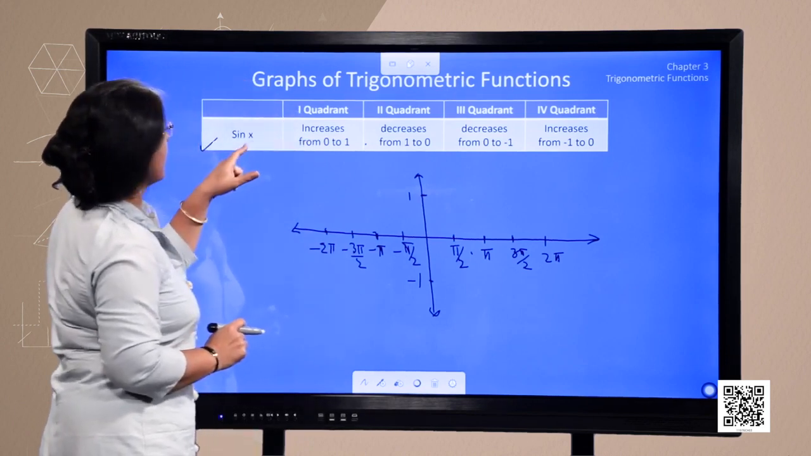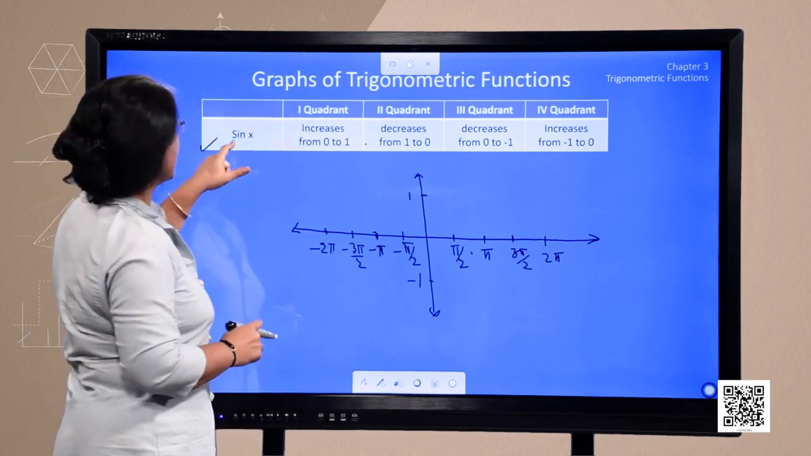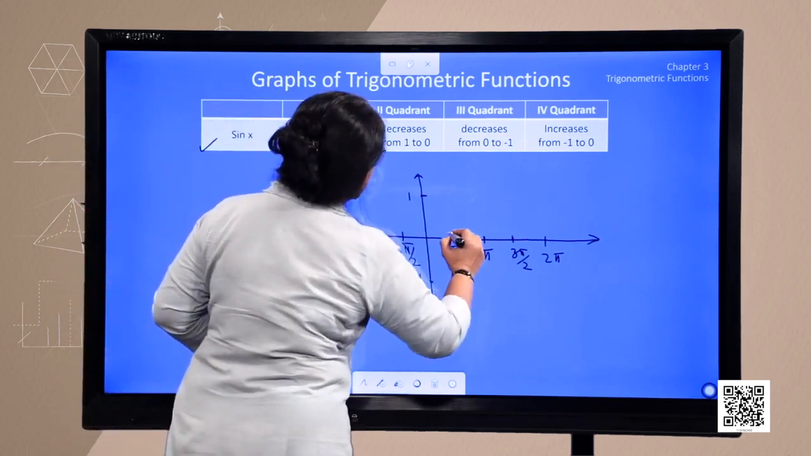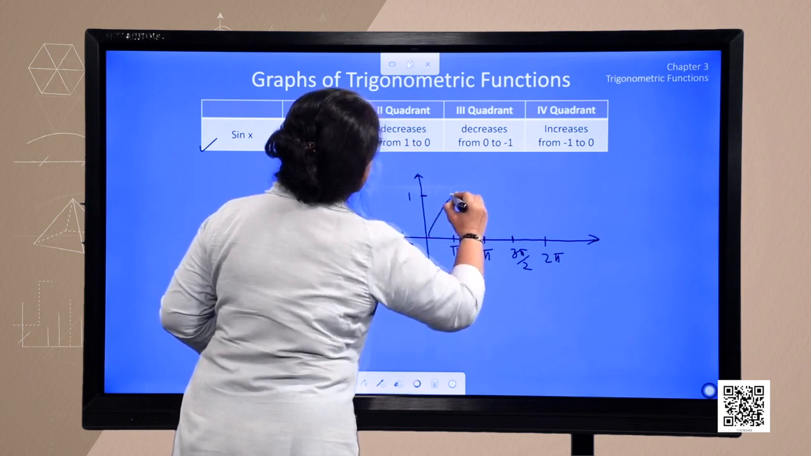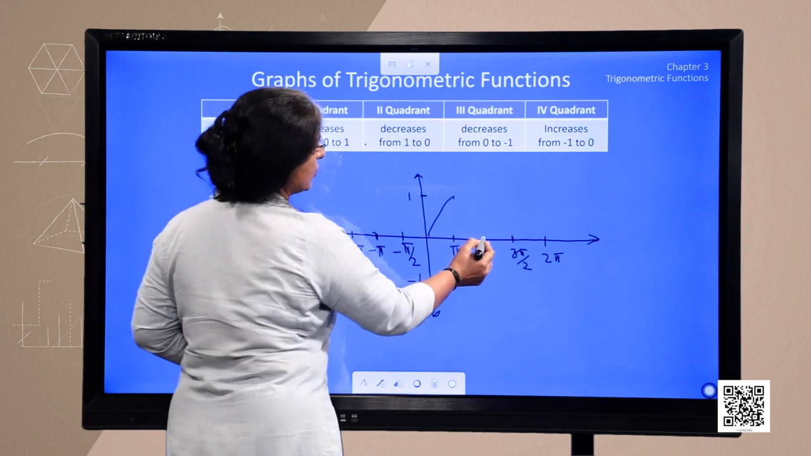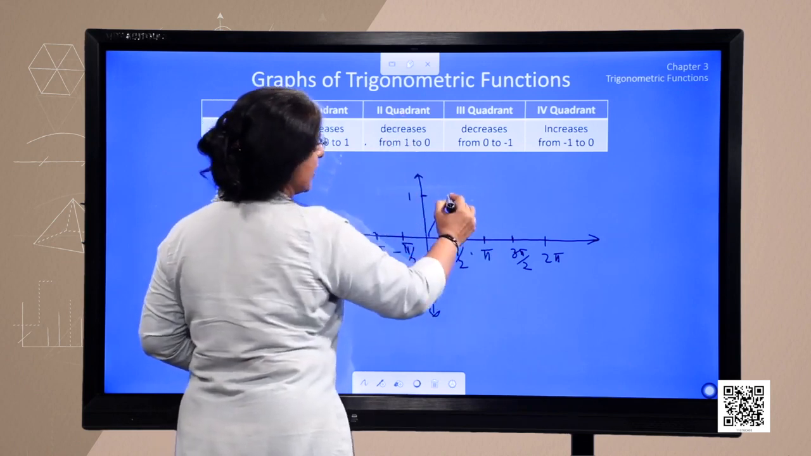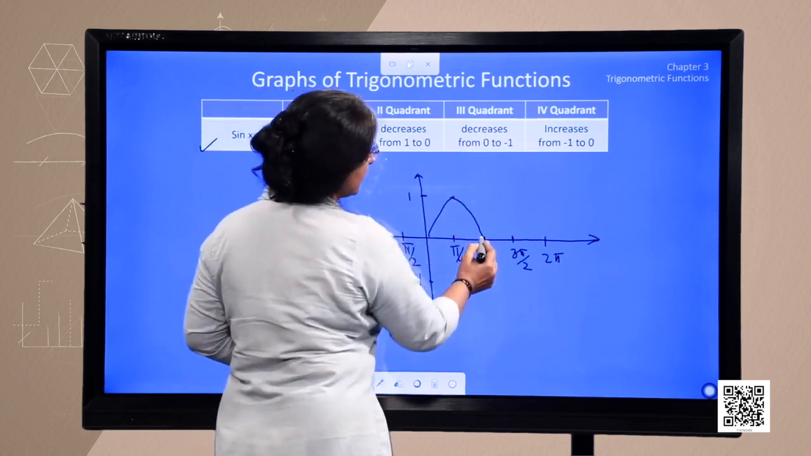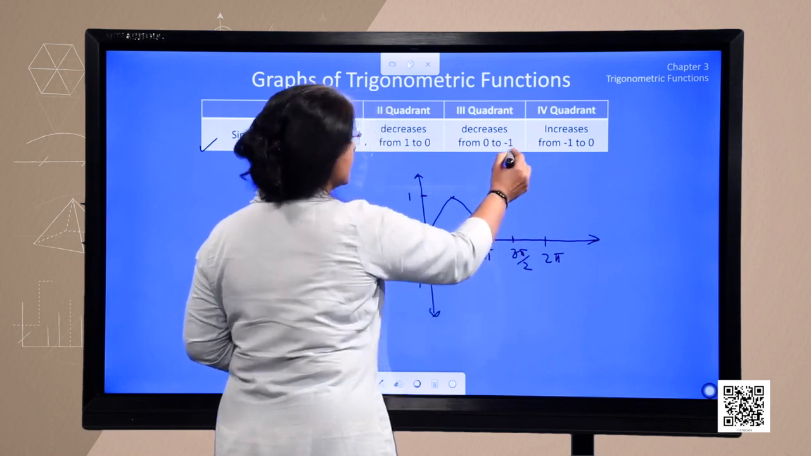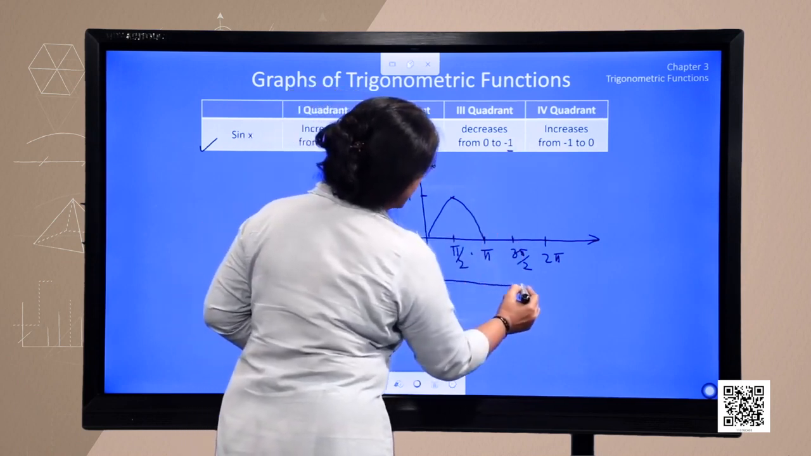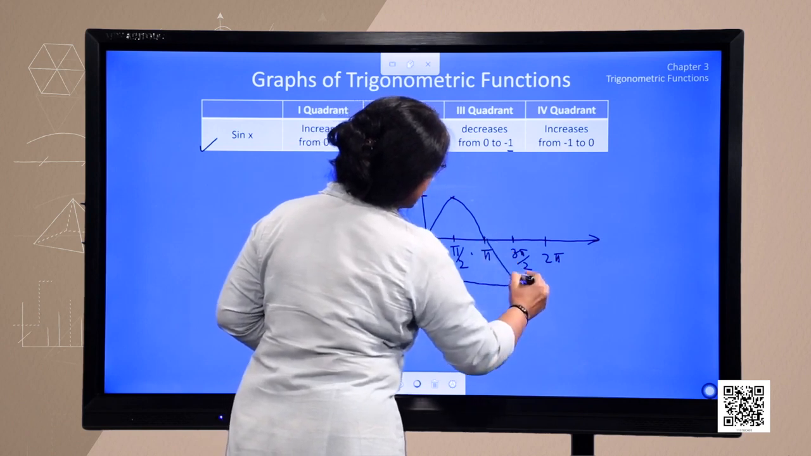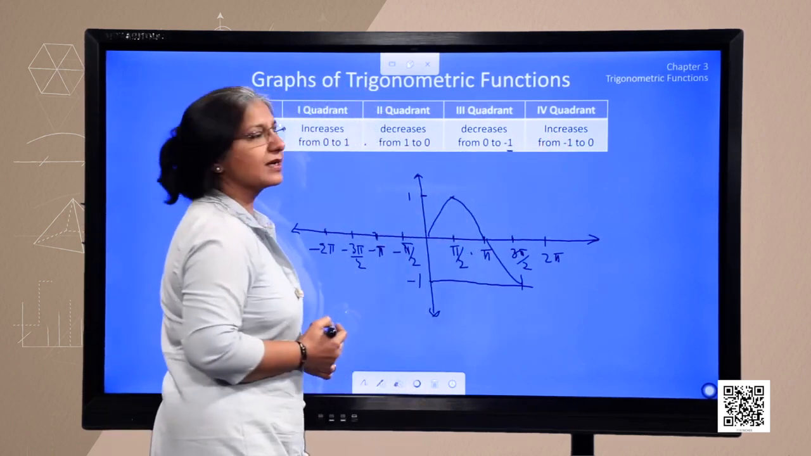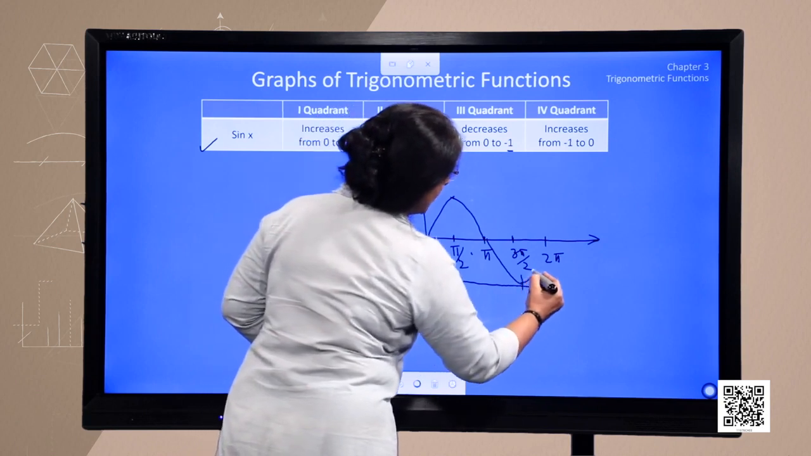Now, since in the first quadrant, that is from 0 to pi by 2, the value of sine increases from 0 to 1. See here, from 0 to 1 it increases like this, and in the second quadrant, that is from pi by 2 to pi, the value of sine decreases from 1 to 0. It goes like this, and it further decreases in the third quadrant, that is from pi to 3 pi by 2 till -1. If we move to the fourth quadrant, the value of sine increases from -1 to 0 like this.